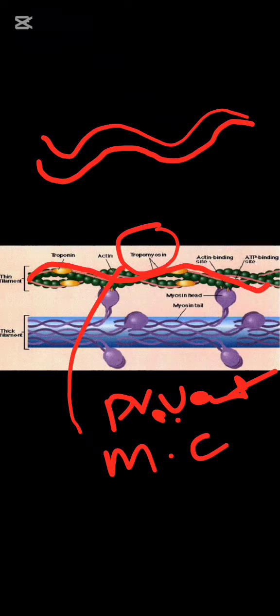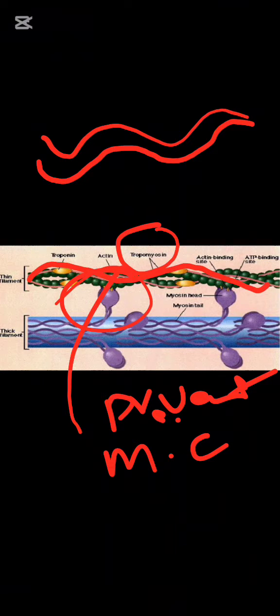During muscle contraction, what happens? The myosin head attaches with the actin fiber at the point where troponin is present. But this tropomyosin, what happens? It prevents the attachment of the head to the actin at the point of troponin during muscle recovery or muscle relaxation. Is it clear? When the muscles relax, this troponin and this myosin head do not attach. So this is prevented by the tropomyosin.